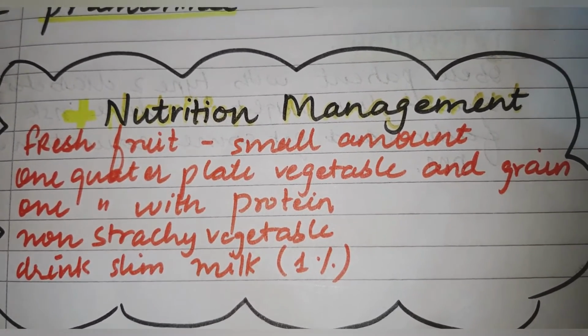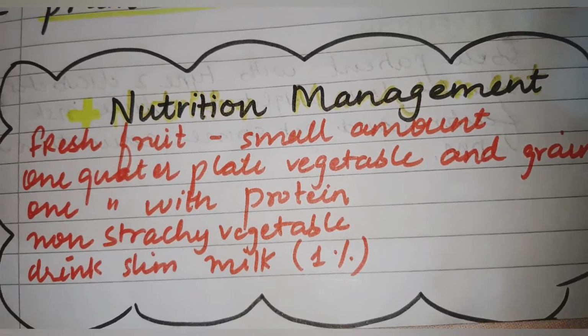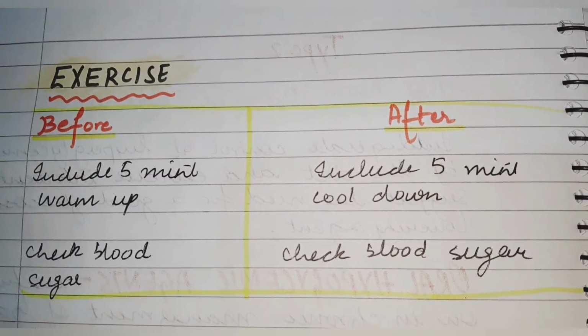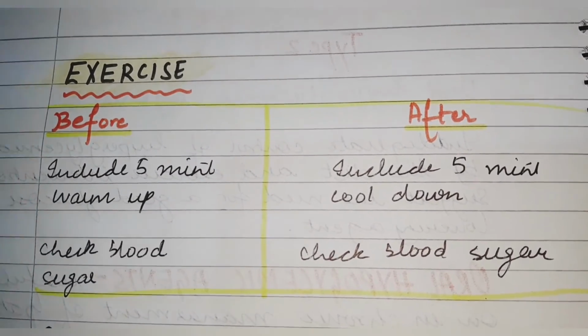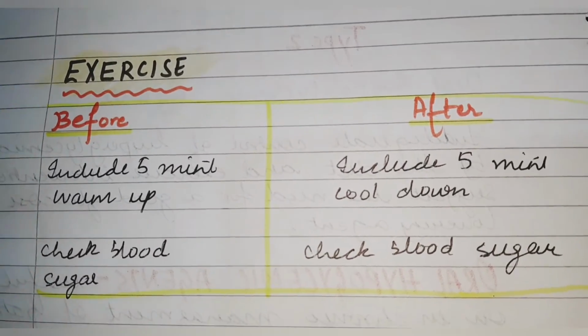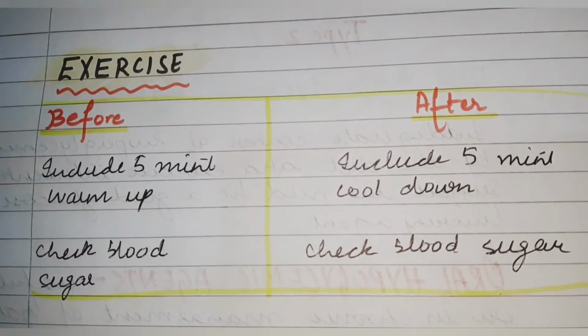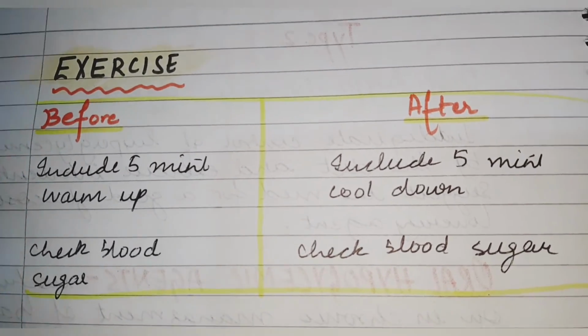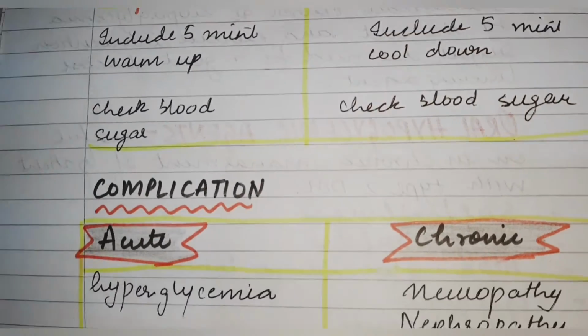So as we know, excess of anything is hazardous. So to cure diabetes mellitus, exercise is very essential. If the patient is suffering from type 2 diabetes mellitus and they are suffering from obesity as well, it's very important to lose some weight. So for that you can do 5 minutes of warm up and 5 minutes of cool down as well, and check your blood glucose level simultaneously.